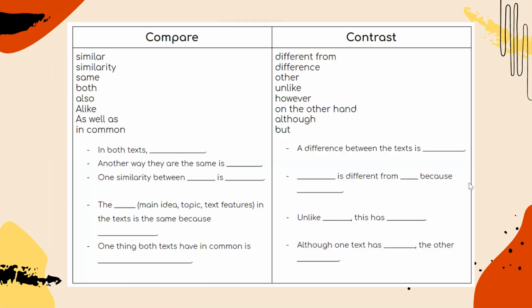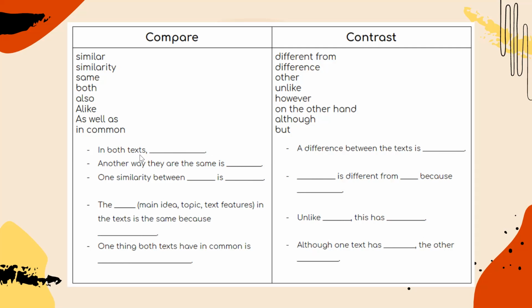Now, here are some sentence frames for comparing and contrasting. Again, we have some of those words. I want you to read these with me. Similar, similarity, same, both, also, alike, as well as, and in common. Then we can use some of these sentence frames. So if we say that we read two books that are similar, we want to compare and contrast books.